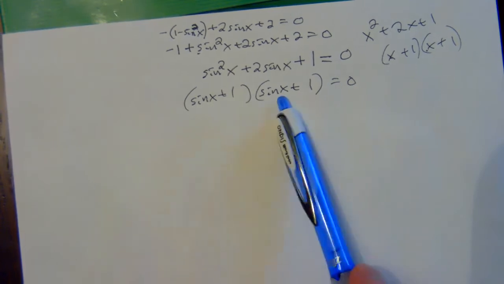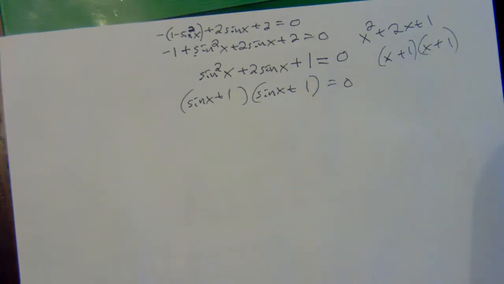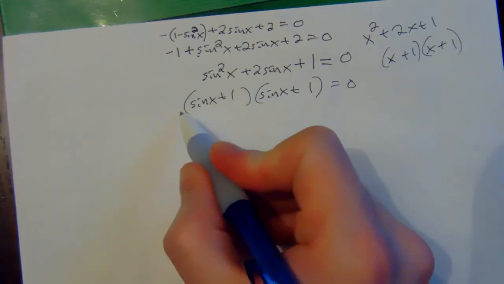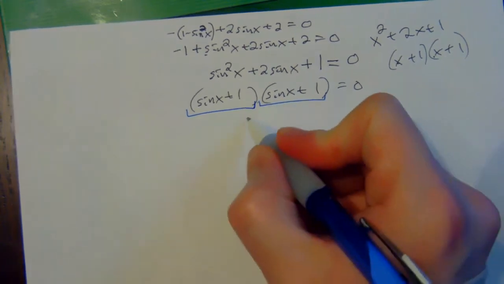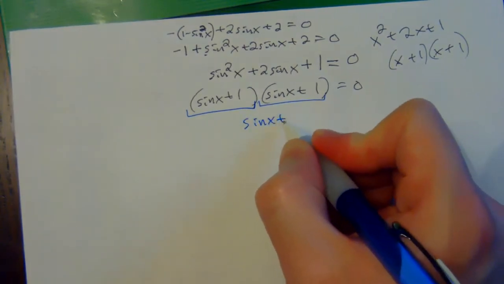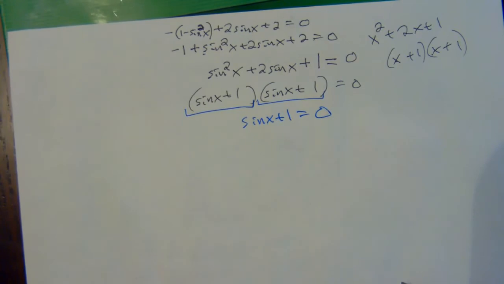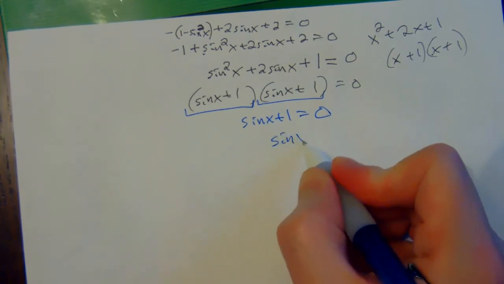Now, a lot of times we'll have 2 different things right here, and we'll take each one and set it equal to 0, and we'll get several answers. But if you have just one thing, you don't need to do it twice. So just take that one thing and set that equal to 0. So we're going to move the 1 to the other side.